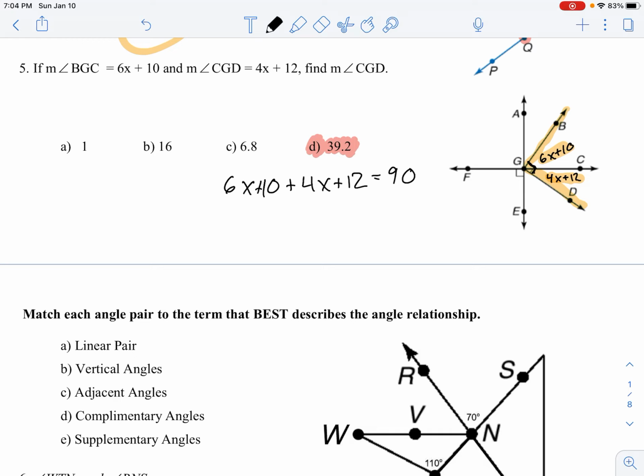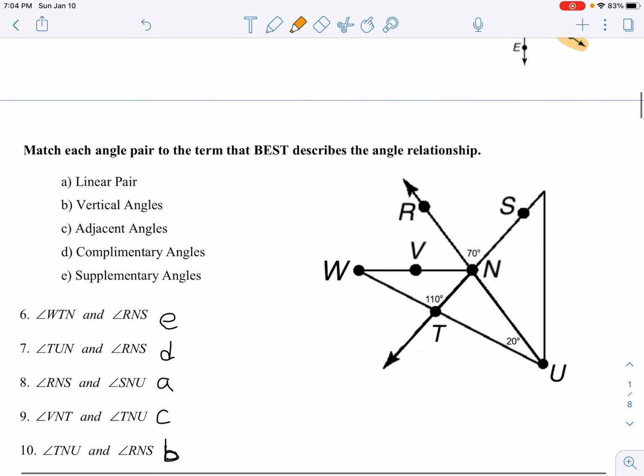Again, we're trying to find everything there. Oh, we're not trying to find everything. I made a mistake. Good thing I checked again. It says CGD. We should always check before we submit our answers, but it's looking for just that angle. So I plugged it in for the 4x plus 12 to get D as my final answer.